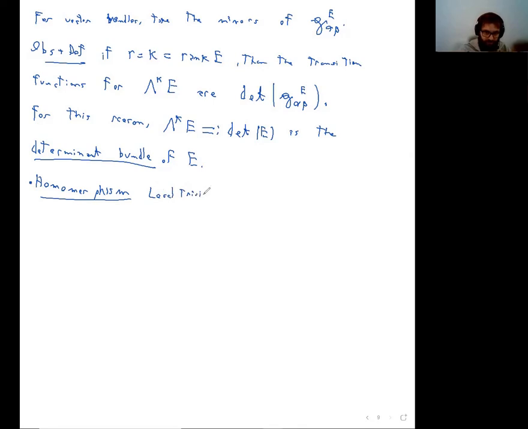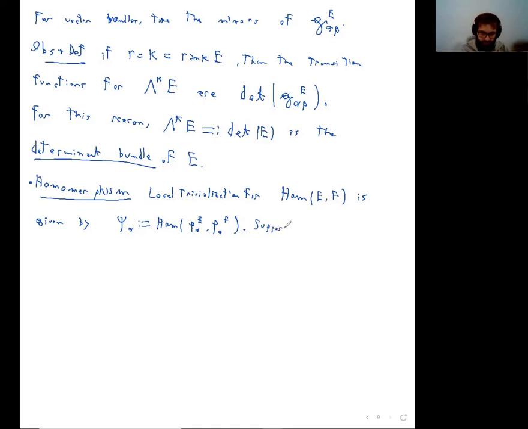So a local trivialization for hom E F, which we defined before, is basically pointwise, fiber-wise, a linear map. So it's given by psi alpha, which is hom V alpha F. So again, we're using this abstract notation from before, but now we need to make it more explicit.